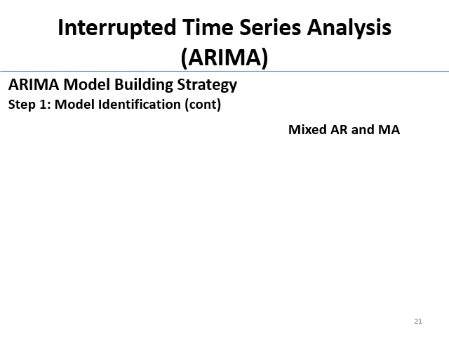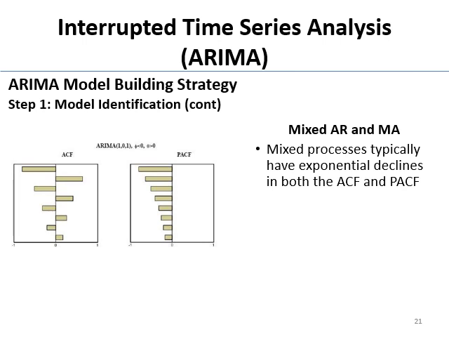You can also have mixed models that have both AR and MA parameters in them. They look like this. They're kind of a nightmare. You get sort of alternating spikes in the ACF, and then declining spikes in the PACF. This is, for example, an ARIMA 1-0-1 model, p-d-q. They're fairly rare, to be honest with you, but just for completeness, I present this.